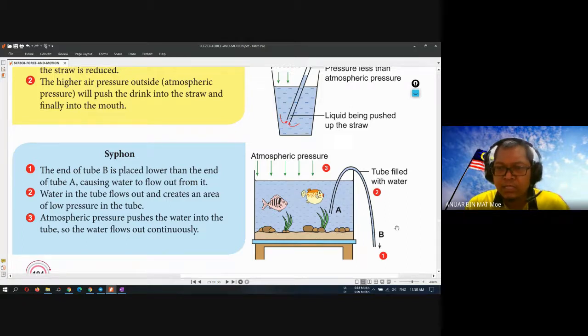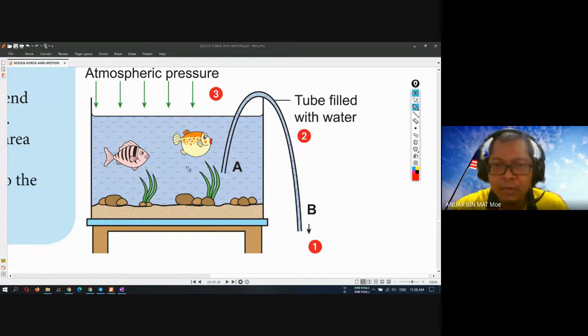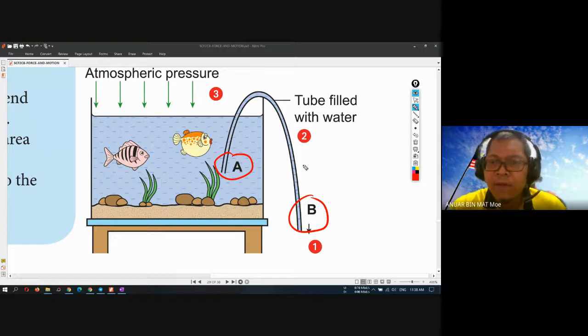Okay. The condition here, in order to remove the water inside the aquarium completely, the end of A over here must be higher than the end of B. The end of B must be lower than A, in order to remove all the water inside the aquarium tank. If it is higher or equal, if the tube is like this, we cannot use the air pressure to remove the water.